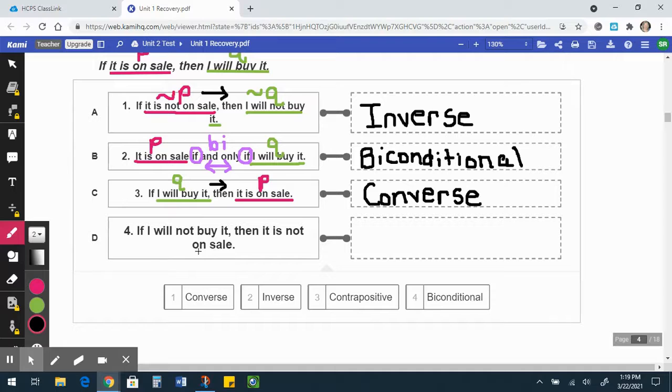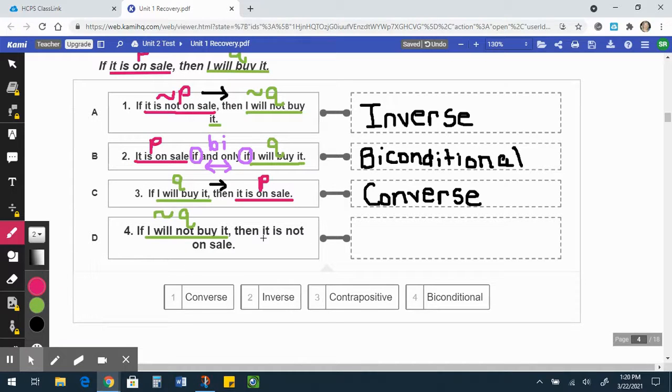Right, and D, or number 4, if I will not buy it, then it is not on sale. All right, I will not buy it is related to the Q, but I've got to decide, is it perfect Q or is it negated Q? Let's check closer. I will buy it. I will not buy it. That would be negated Q.